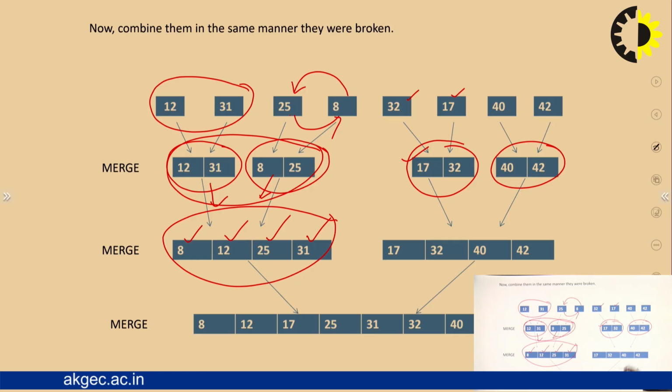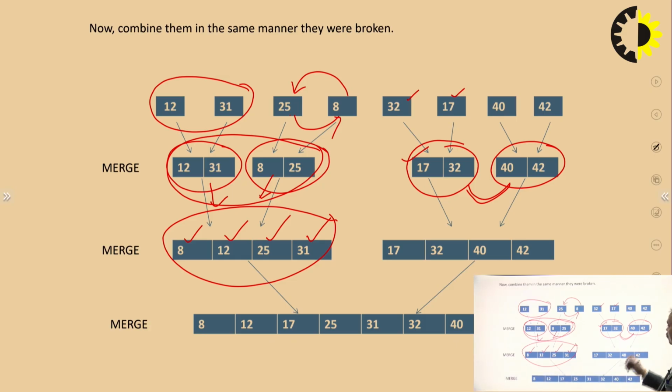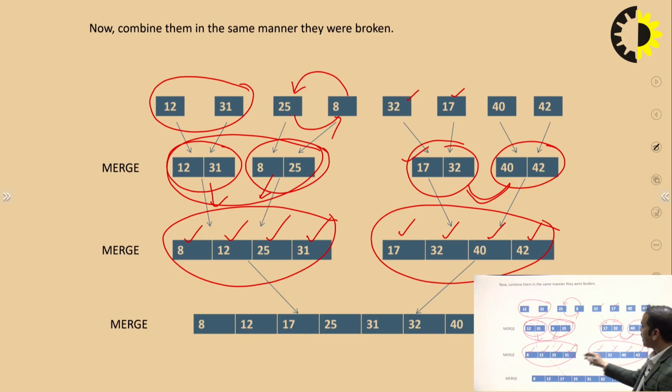In a similar way, we combine these two arrays and sort in ascending order. In these two groups, 17 is the smallest, then 32, then 40, then 42. After sorting this, we again combine these two arrays into a single array in ascending order. After combining, we sort all the elements. The smallest element is 8, then 12, then 17, then 25, then 31, 32, 40 and 42. This is our final answer, which is in sorted form.